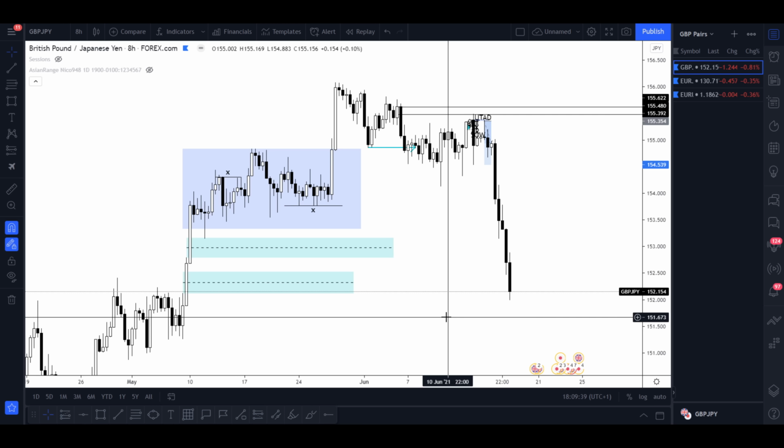Today's video is going to be on how to predict the next moves in the market, whether the market is going to be going bullish for the short term or going bearish for the long term. How do you identify when price is going to be going down, when it's going to be going up?